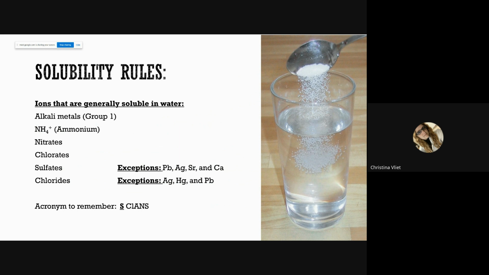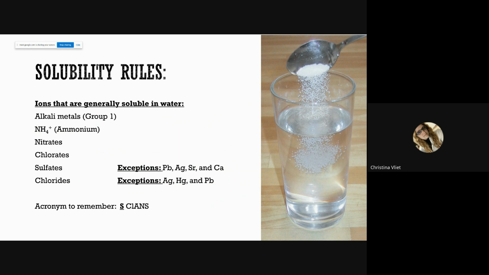Ions that are generally soluble in water. This needs to be memorized. And guess what it ties back into? Solubility. Polyatomic ions. So, all group 1 metals are soluble in water always. That's the main rule. If you don't memorize anything else in solubility rules, memorize if there's a group 1 metal, it's going to dissolve in water.